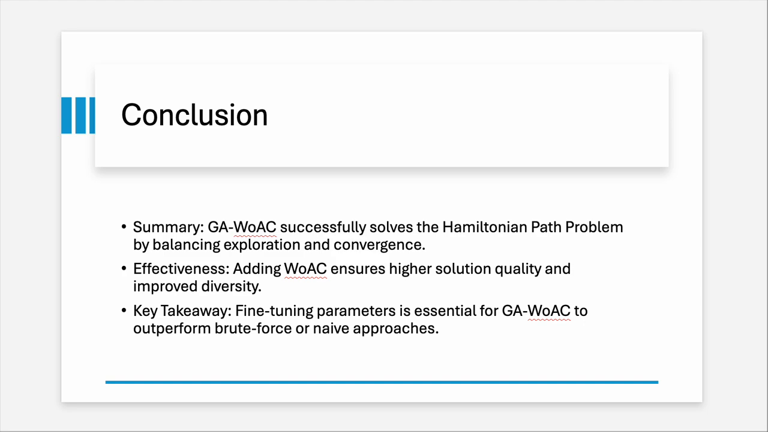So the GWAC hybrid approach effectively solved the Hamiltonian path problem, providing high quality solutions in a computationally efficient manner. By enhancing a traditional genetic algorithm with the wisdom of artificial crows, we maintained a high level of diversity, which is crucial for avoiding premature convergence. Fine-tuning parameters like population size, mutation rate, and the number of generations was key to maximizing performance.